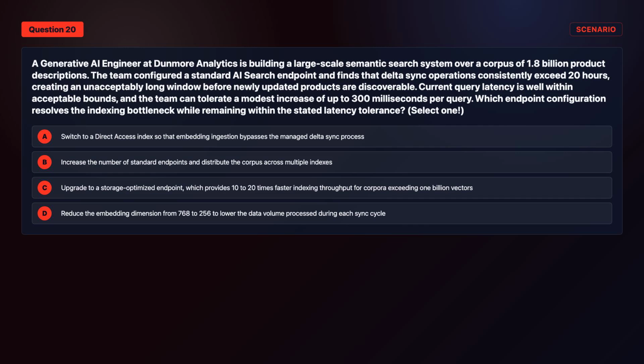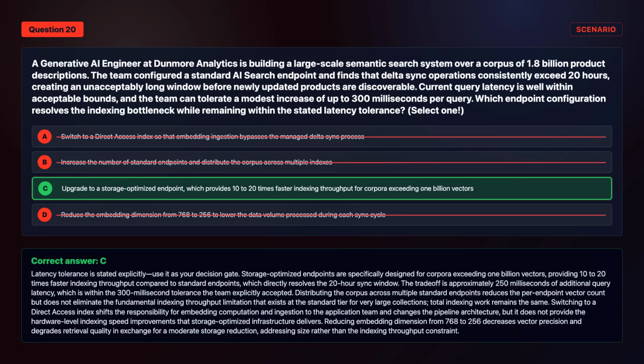Current query latency is well within acceptable bounds, and the team can tolerate a modest increase of up to 300 milliseconds per query. Which endpoint configuration resolves the indexing bottleneck while remaining within the stated latency tolerance? Select one. Review the answer choices on screen. The correct answer is option C.